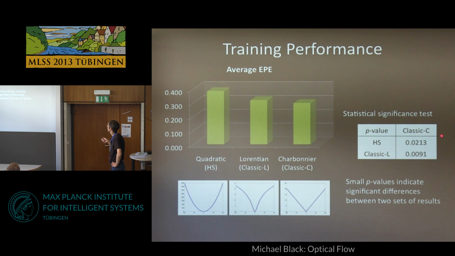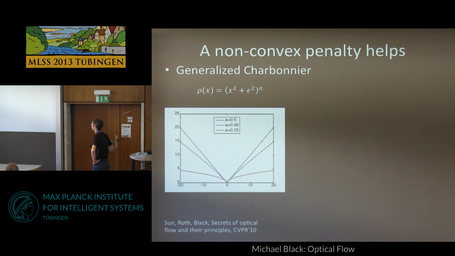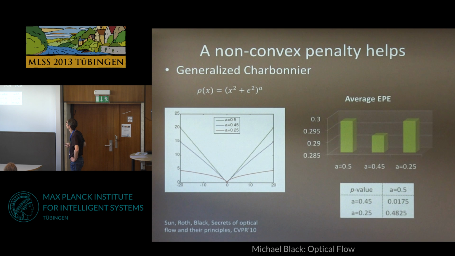We can test the significance. Classic C is using Charbonnier, and we can compare that with Horn and Schunck, the quadratic, or classic L, the Lorentzian, and the difference is statistically significant. So this classic C seems to be good. In fact, it turns out that even a little bit more non-convexity is better. You can write this Charbonnier in this way with an a parameter here, and for the classic Charbonnier, this is 0.5, meaning this is like an L1, but values slightly smaller turn out to be better, and we found that just a little bit more non-convexity really helped a lot.